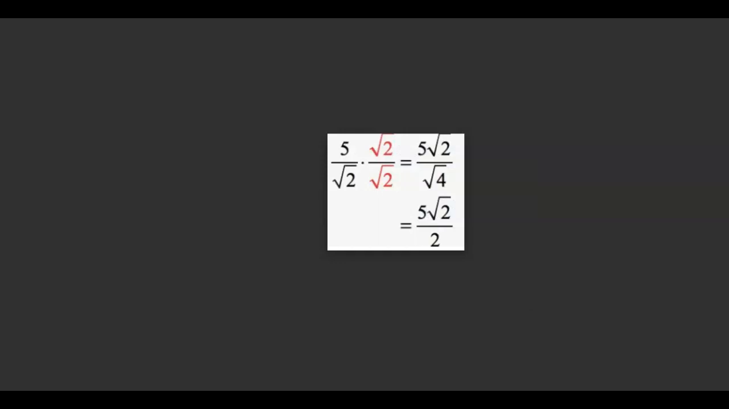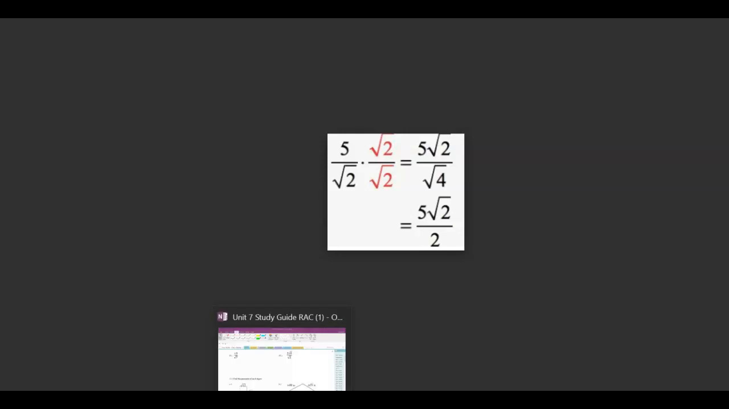If we take a look at this example, 5 over the square root of 2, you can see we multiply by root 2 over root 2, which multiplying across you get 5 root 2 over the square root of 4, and square root of 4 is 2, so then this is your final answer.